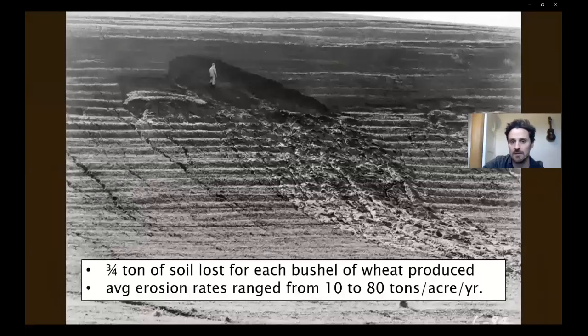In the early years, up to the 1970s, there were a lot of issues with soil erosion. They estimated that three-quarters of a ton of soil was lost for each bushel of wheat produced, and annual average soil erosion rates ranged from 10 to 80 tons per acre per year.